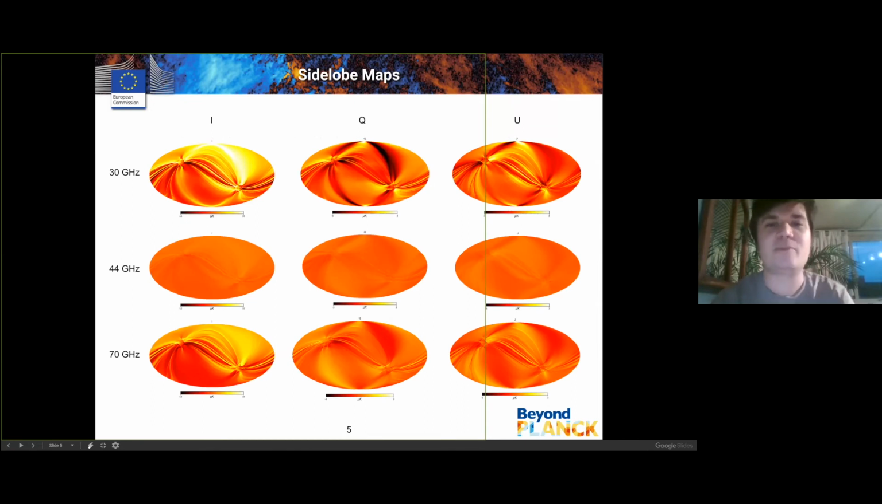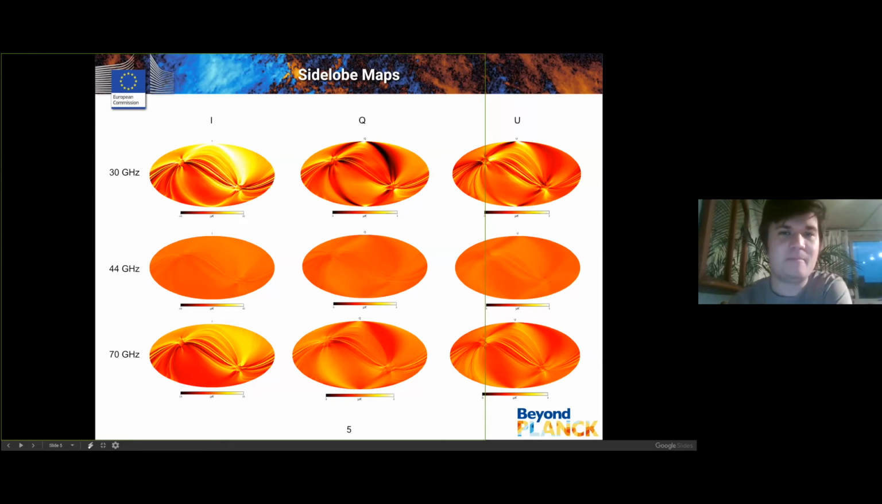So what do these sidelobe maps look like? These are the mean maps that come out of our pipeline run for 30, 44, and 70 gigahertz. As you can see, basically the 30 and 70 gigahertz sidelobe pickups are significantly more intense than the 44 gigahertz sidelobe maps here. And that's in keeping with previous findings on this topic. Regarding the structure of the sidelobe maps, you can see there's this big ring feature here. And then there are some stripes that follow the Planck scan strategy in certain rings.